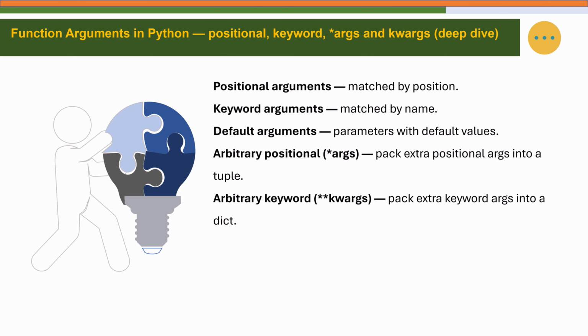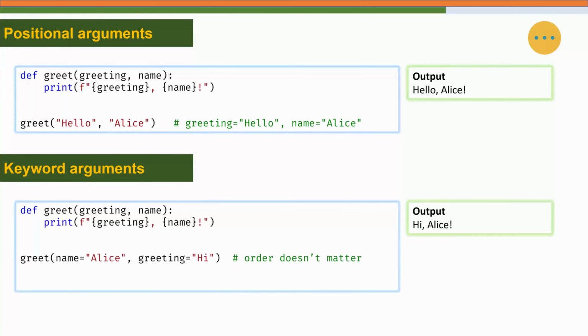First, a quick catalog. Arguments can be passed by position or by name. You can supply defaults, and use *args or **kwargs to accept an arbitrary number. Here greet("hello", "Alice") passes hello as the first positional argument and Alice as the second. Python assigns them to parameters by order, so hello goes to greeting and Alice goes to name.